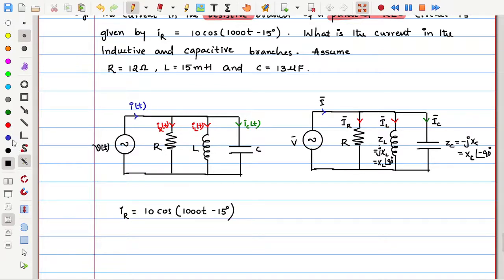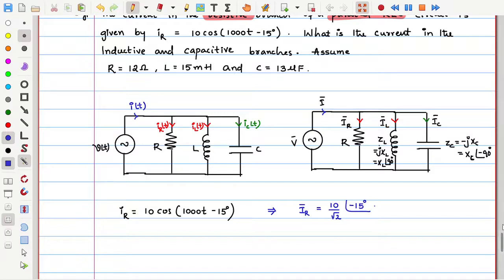I told you previously, whatever may be the given thing in time domain, quickly move to the frequency domain or the phasor domain as IR bar. How much is IR bar? 10 divided by root 2 at an angle of minus 15 degrees. Clear? If you want, you can calculate 10 divided by root 2, or leave it as it is, and we get a more accurate value. This is the first step that I did.